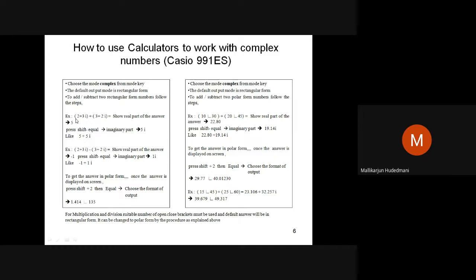Type the letters bracket 2 plus 3i complete the bracket plus bracket 3 plus 2i complete the bracket. Put first equal. If you hit first equal, you will get answer 5, because 2 plus 3 is 5. Shift equal gives you 5i, the complex number, imaginary. The total answer is displayed fully on your screen. That is an advantage of ES.